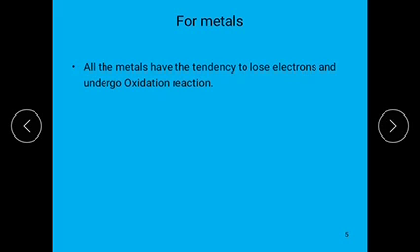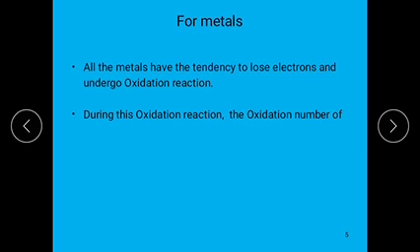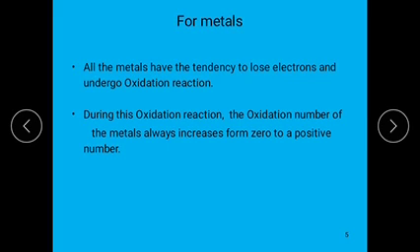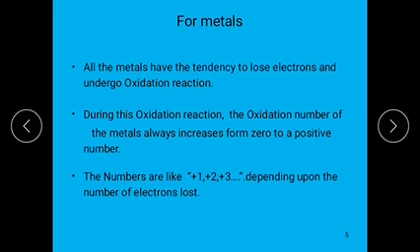Now let us see some rules for the calculation of the oxidation number of an element in a molecule or ion. The first one is for metals. All metals have a tendency to lose electrons and undergo the oxidation reaction. During oxidation, the oxidation number of the metal always increases from 0 to a positive number. The numbers are like plus 1, plus 2, plus 3, depending upon the electrons lost.